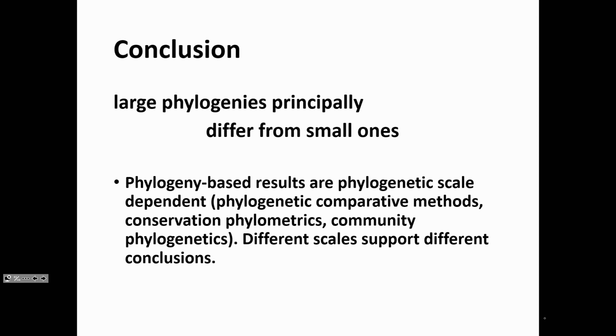This is potentially relevant for multiple fields which use phylogenies in their research, such as the phylogenetic comparative methods, conservation phylometrics, community phylogenetics, where different phylogenetic scales can support different conclusions. So if I have my question, my hypothesis, and I choose to work with hummingbirds, birds, and vertebrates, I might expect to get different results simply because the phylogenies for these clades have different shapes and sizes.